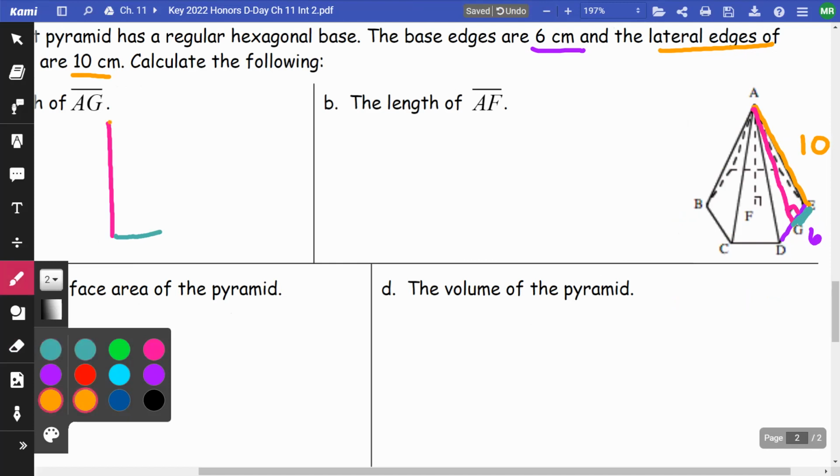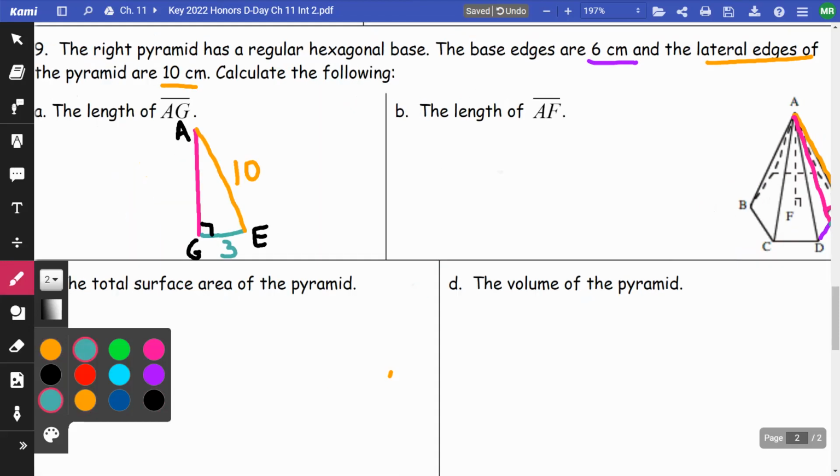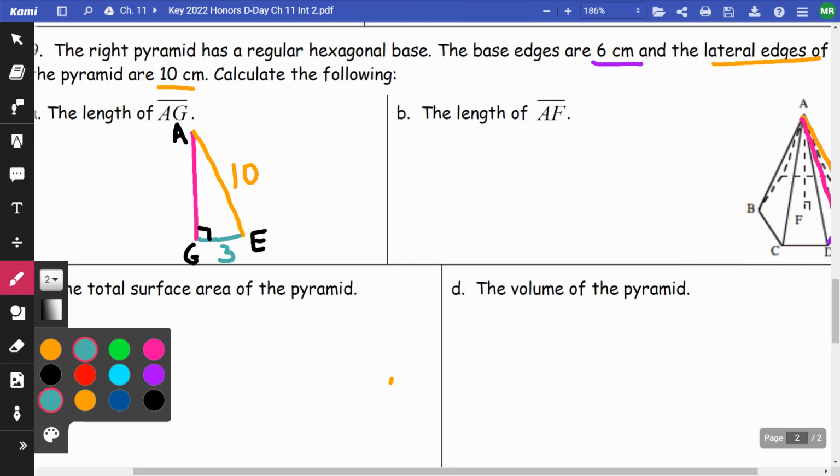And then I know this. So this is my A, this is my G. Sorry, that looks like a 6. This is my G. This is a right angle, and this is E. So I know that A to E is 10. I know that all the way across that base was 6, so this portion here is going to be 3. And then I'm going to do Pythagorean to find that height.